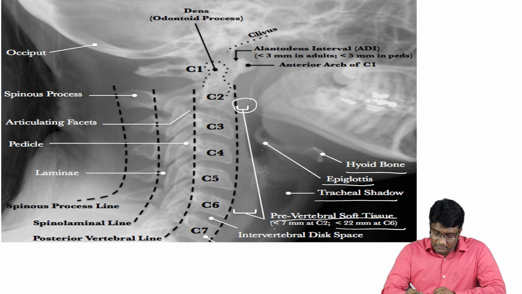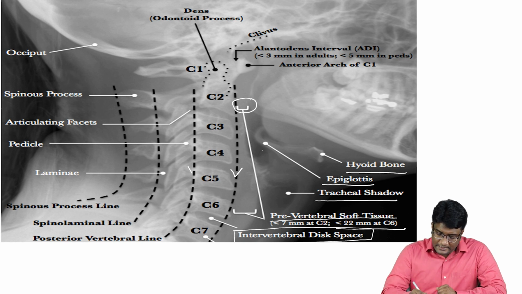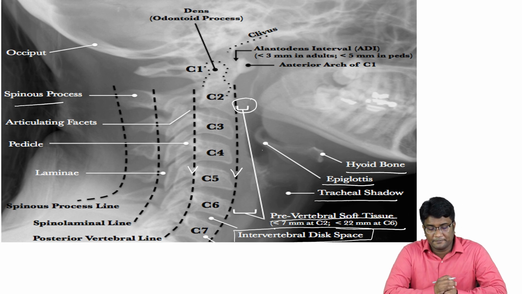You can identify the vertebral bodies and the intervertebral disc space. You can see this line here is the anterior vertebral line, and this line here, this is the posterior vertebral line. You can see the spinous process and the posterior elements of the spine. So this is a normal lateral cervical radiograph. So please identify how to look at the intervertebral disc space and the vertebral bodies.